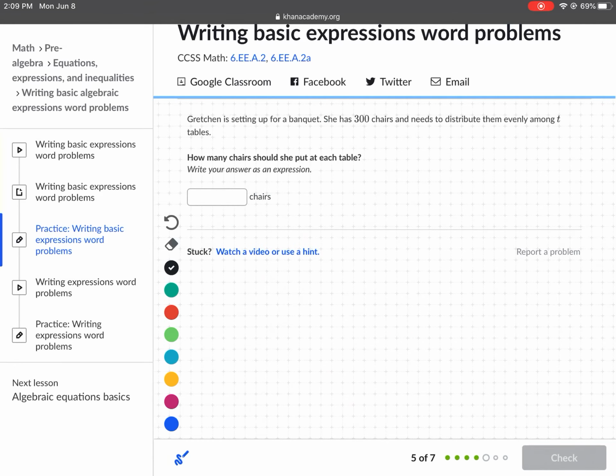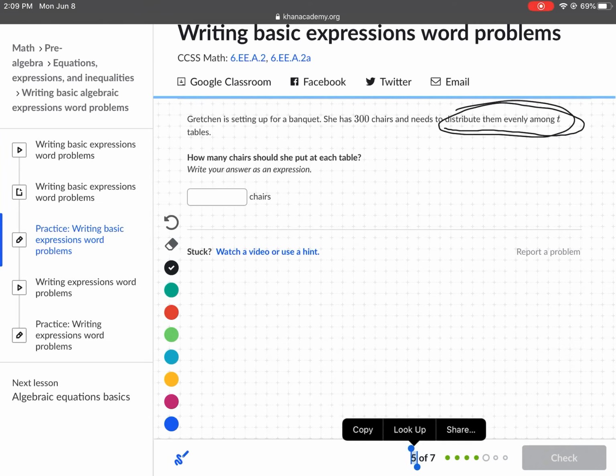So Gretchen is setting up for a banquet. She has 300 chairs and needs to distribute them evenly. So what operation do you think distributing evenly is? Division. Okay, the other thing that I always look for with division is sometimes they give us that total first. If they're already giving us that total, man, that's kind of a hint to me that the work has already been done. I'm kind of working backwards.